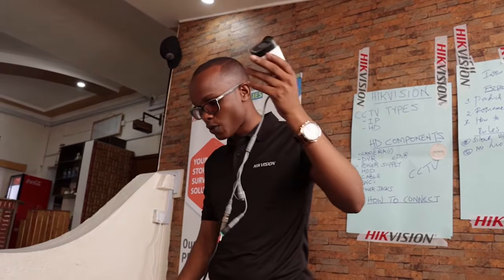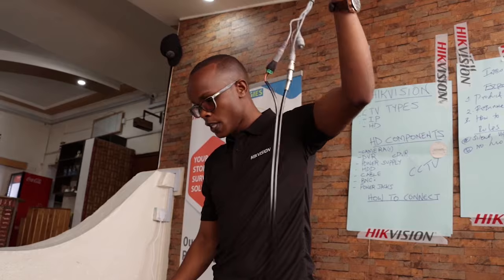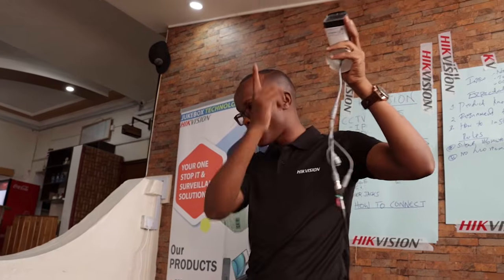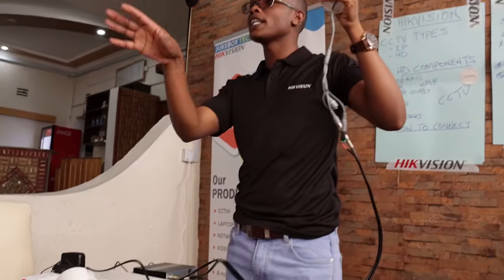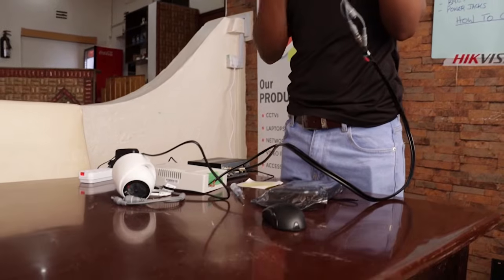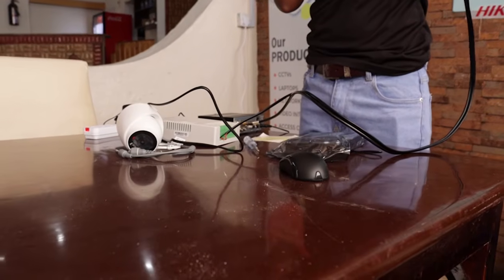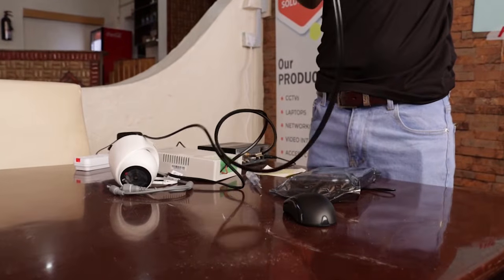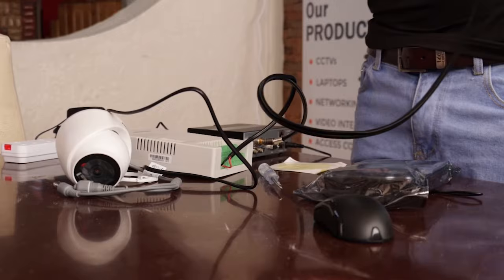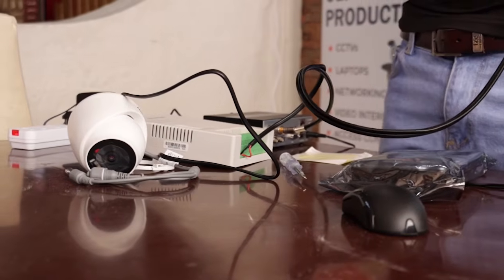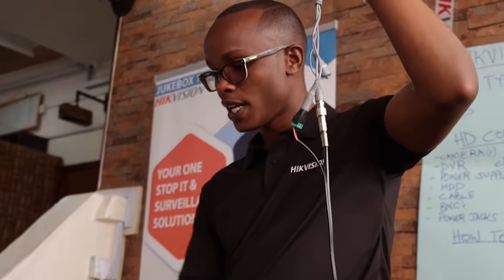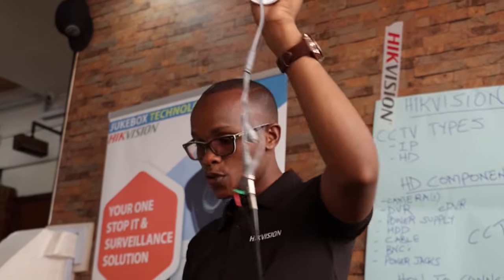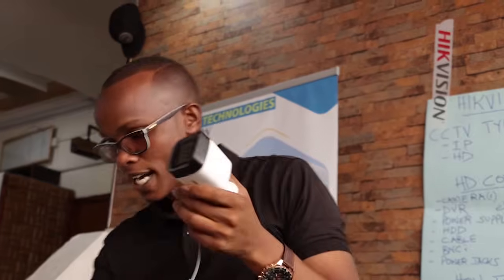So we have done the connection to the camera. The camera is connected to the DVR, and the camera is connected to the power. Actually, right now the camera is working already. As simple as that. Connect the camera to power using the power jack. Connect it to the video using the video balun, the BNC. Connect it to the DVR, connect it to the power supply. So this one we are done actually.